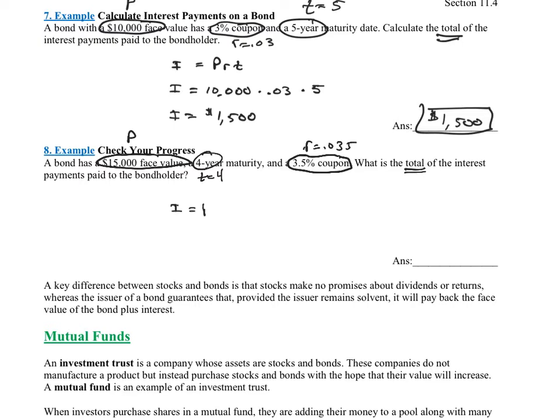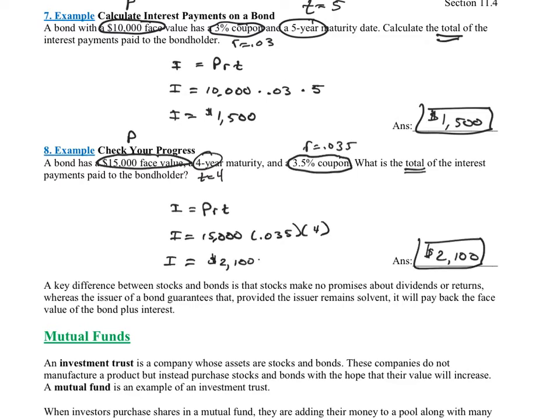So this is I equals PRT. In this case, P was $15,000. R was 0.035. And T, because it was the total time, is all 4 years. Plug that into your calculator. Let's see what you get. I'm getting a total of $2,100 in interest. So that's how much money you made in interest on that investment. Again, at the end of those 4 years, they would have to pay you the $15,000 back plus the $2,100.